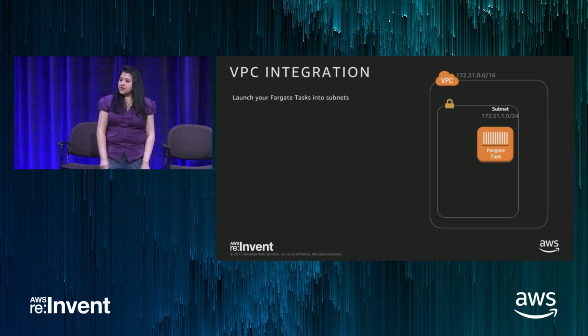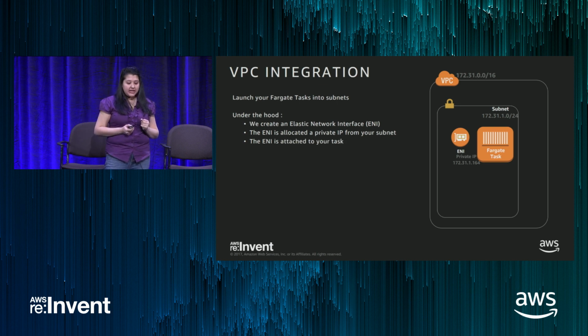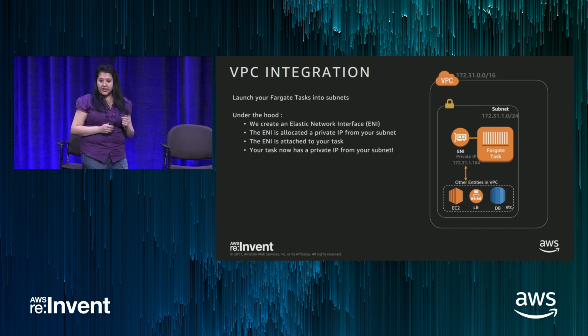So when you launch a Fargate task using the run task API, you're going to launch it into one of these subnets that you just created, much like you would launch EC2 instances into subnets. And what happens underneath the hood is that we create an elastic network interface in the subnet that you pick. This elastic network interface gets a private IP address from the address range associated with your subnet, and then we attach that ENI to your task. So now your task has a private IP address from your VPC. And all the containers within this task can use that IP address to interface with other private entities in your VPC without having to go over the internet.